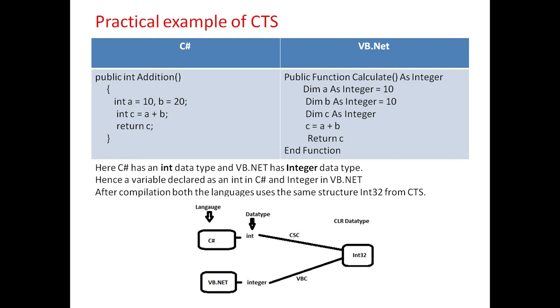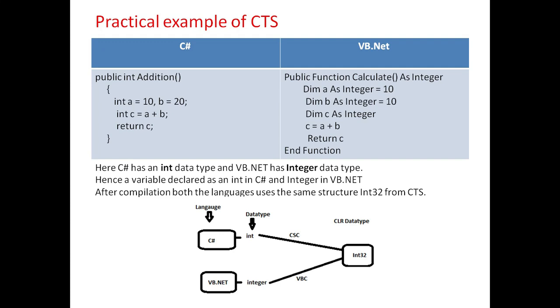And VB.NET will write as public function calculate as integer, that is it will return the type value as integer. To define a variable, we will use dim. So dim a as integer and we will assign value 10 to it. Then dim b as integer and we will assign value 10 to b. And to calculate a plus b and store in c, we will write dim c as integer and c equal to a plus b and will return c.